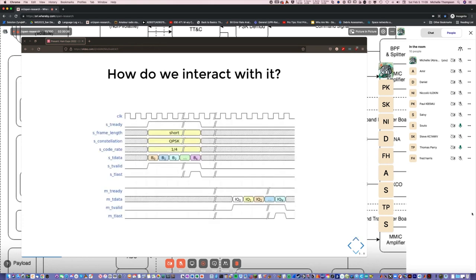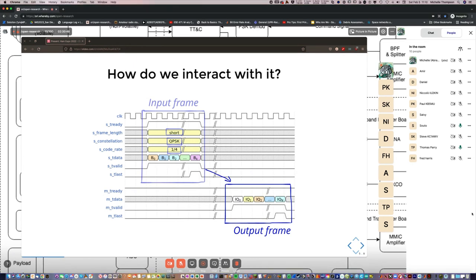The timing of the input and output looks like this. In this example, the input frame is configured as short frame QPSK code rate 1/4. The encoder receives this and at some point is going to write the output frame. And by the way, this is what I mean when I say parameters are constant during the frame, as in the values in the ports are constant while data is being transmitted.